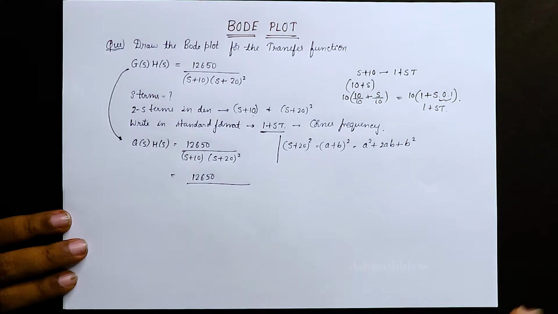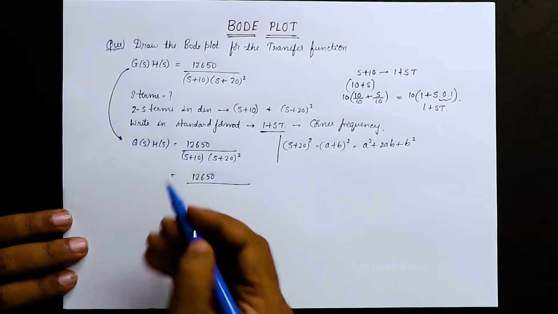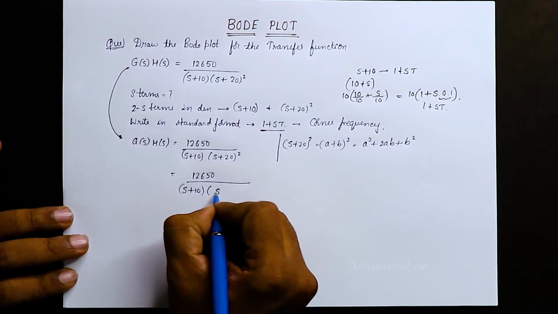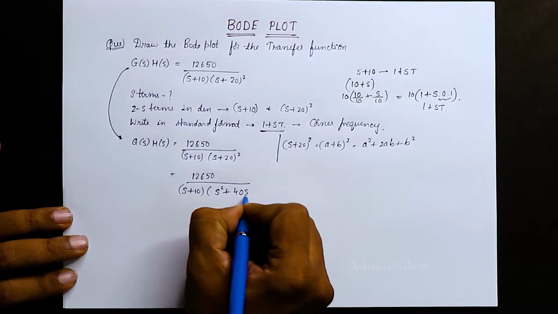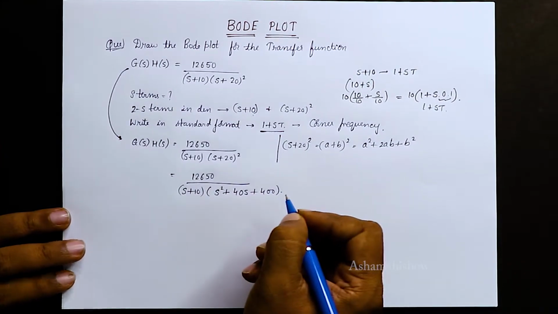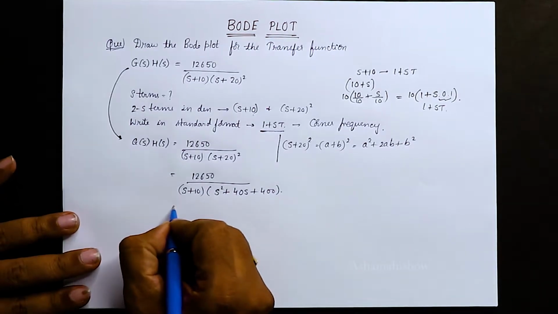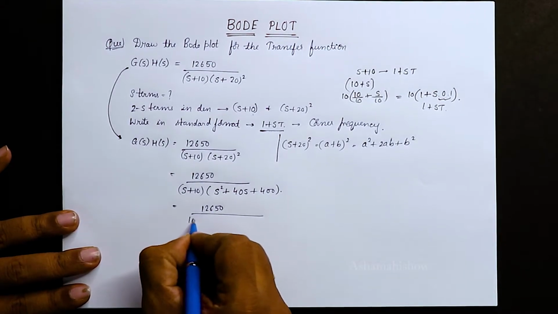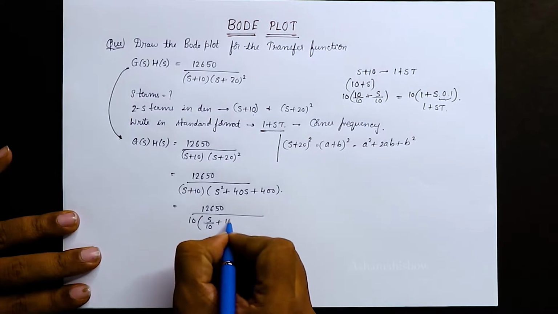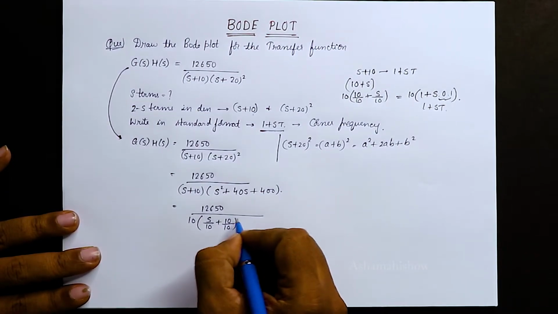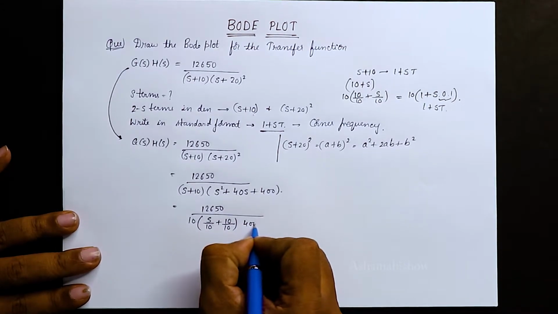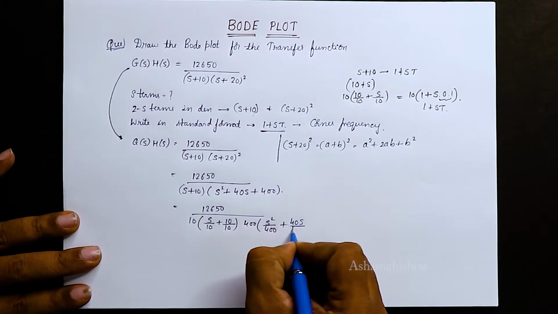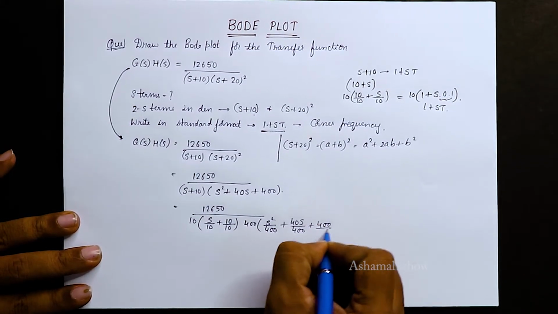What will we do here? First of all, we'll evaluate this: (s plus 10) into (s plus 20) whole square. If you evaluate this, it is s square plus 40s plus 400. Now we take out 10 from here and 400 from here outside. When you take out 10, you need to divide by 10 both. If you take out 400 here, you need to divide the entire term by 400: s square by 400 plus 40s by 400 plus 1.